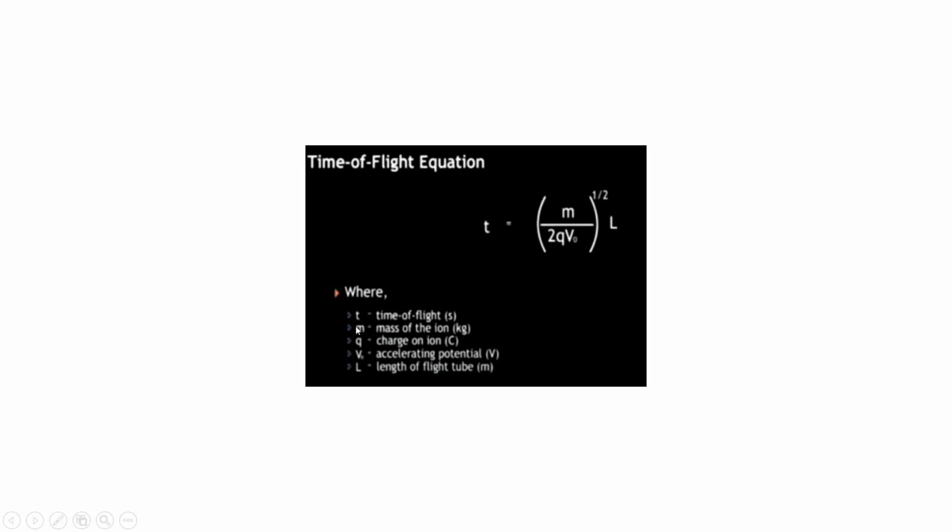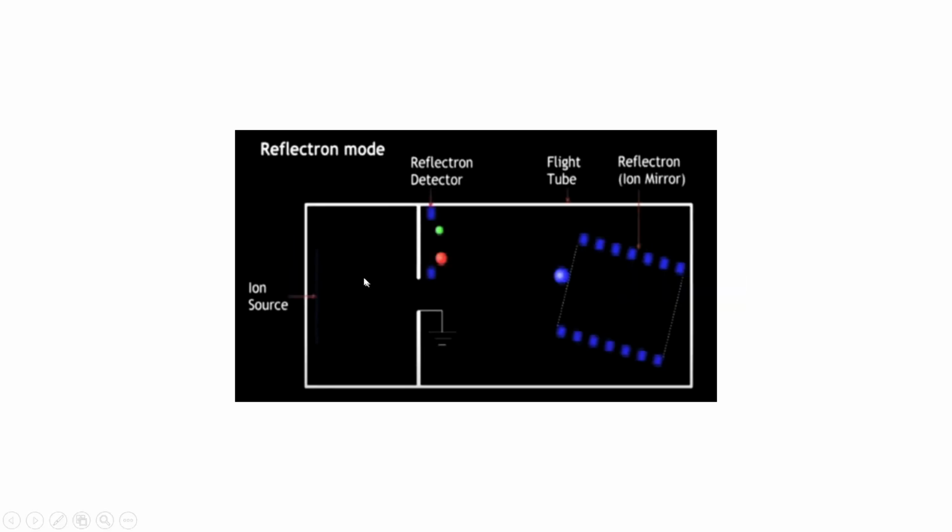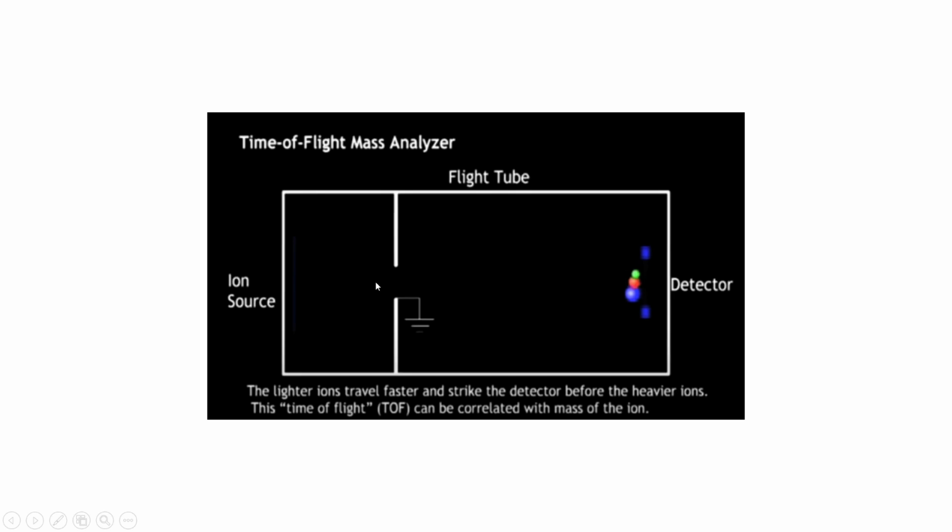This is the formula. T is for time of flight, M is for mass of the ion, Q is for charge of the ion, B is for accelerating potential, and L stands for the length of the flight tube. So this length will vary if you are using a reflector. The length will be a combination of these two, and if you are using this detector, the length will be this much.